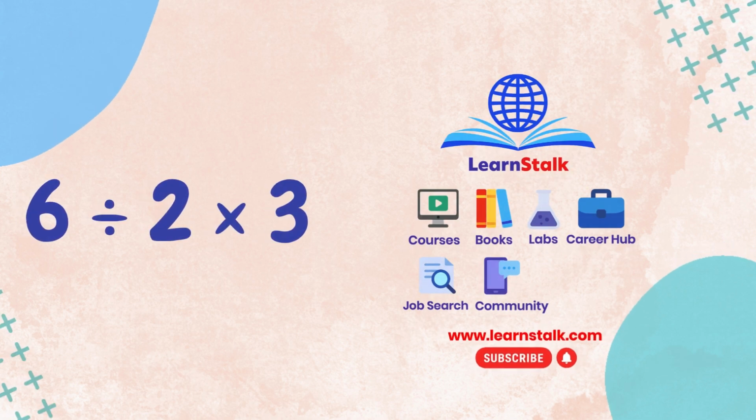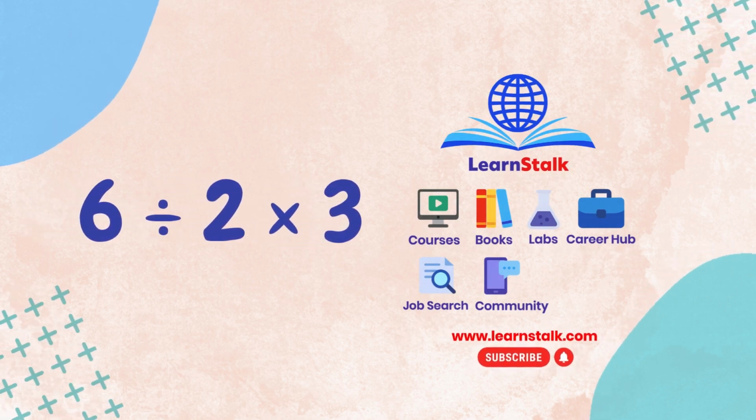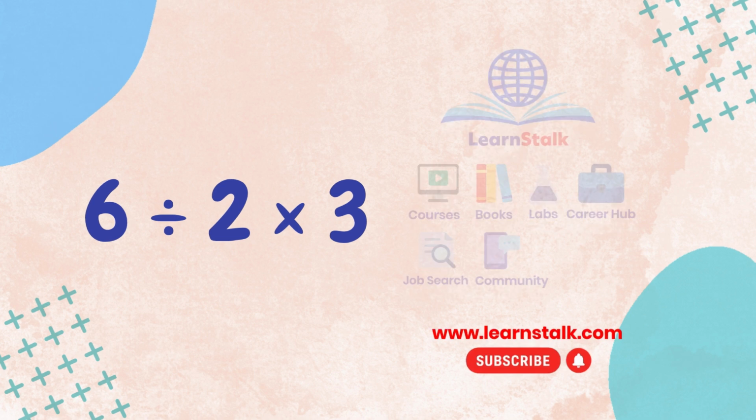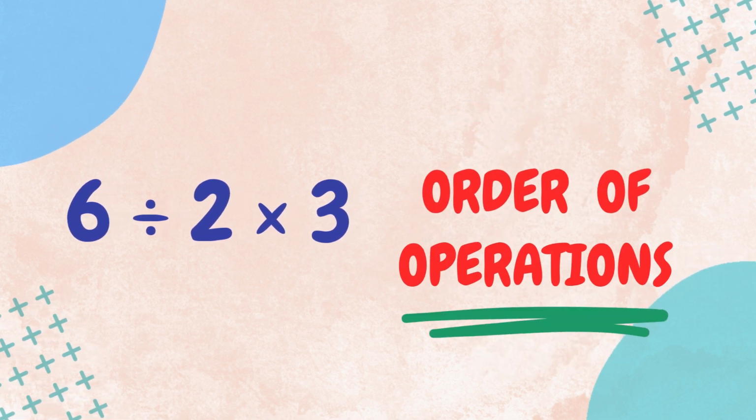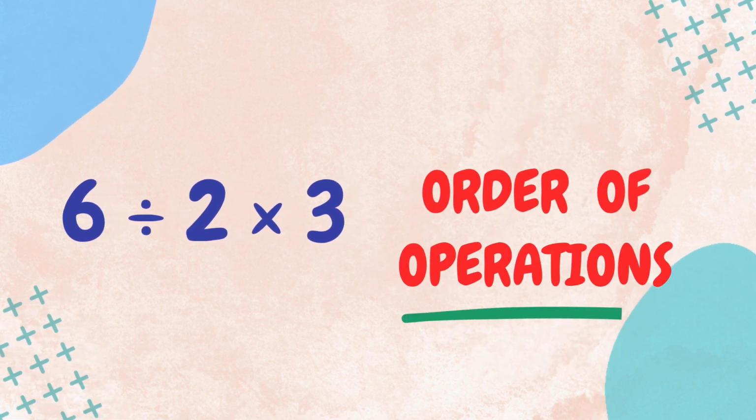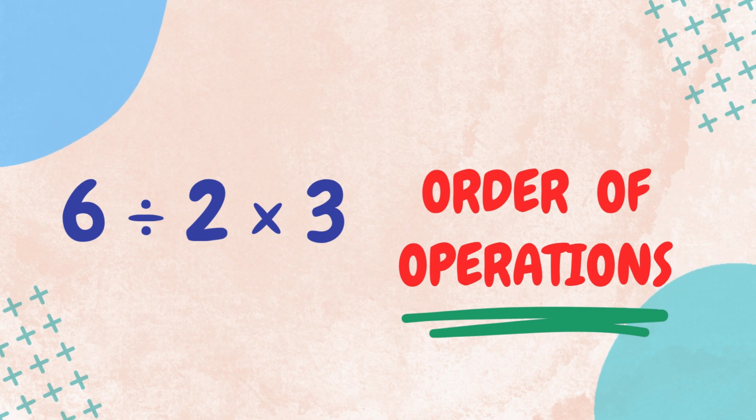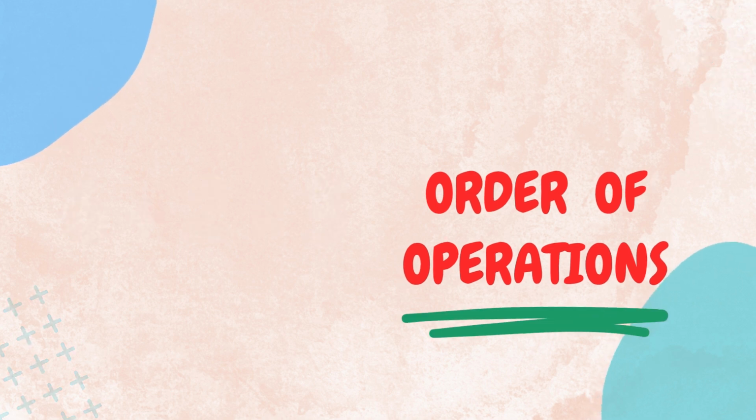Ever wondered why 6 divided by 2 multiplied by 3 gives you 9, not 1? It all depends on one golden rule that decides which operation comes first. Let's uncover the real secret behind the order of operations.